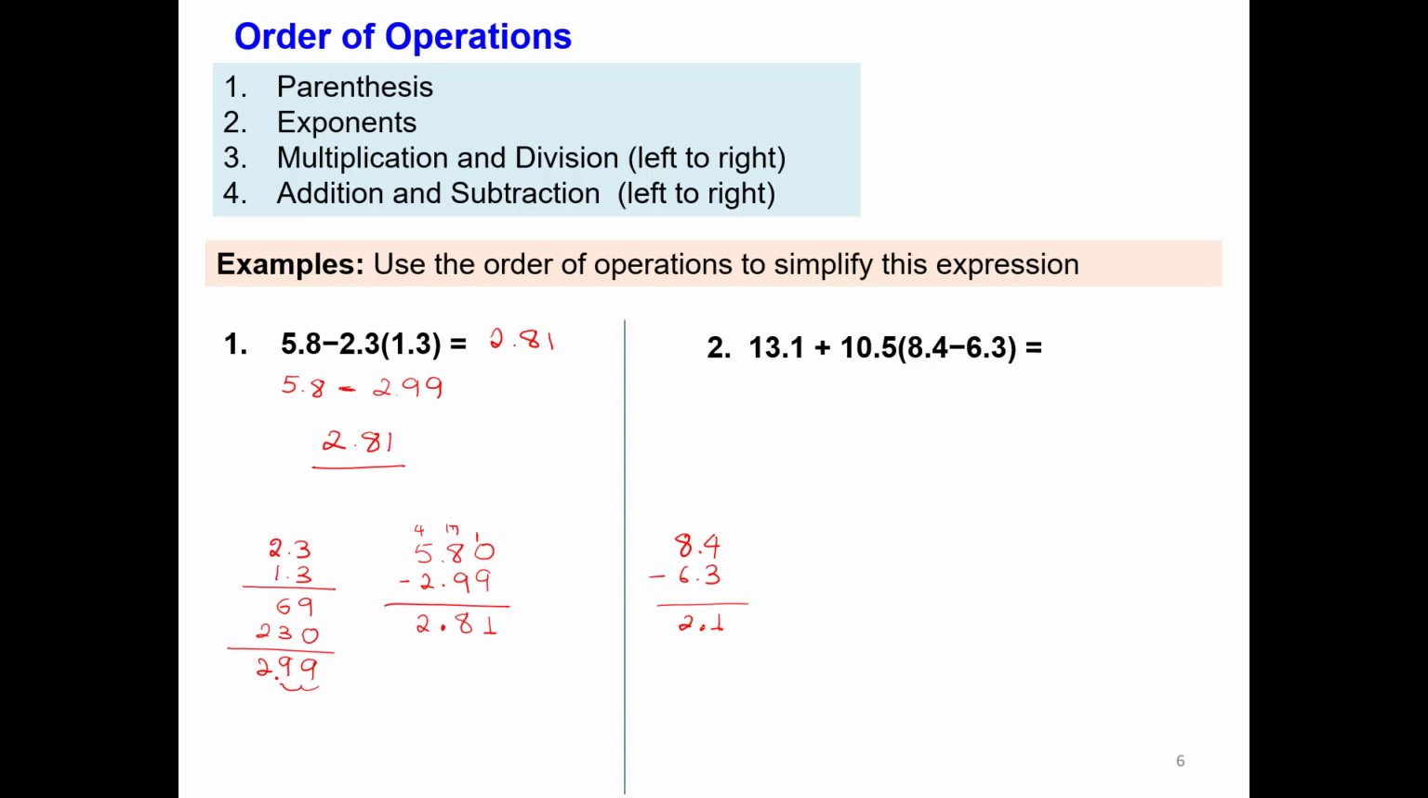Let's now write this one again. We will have 13.1 plus 10.5 multiplied by 2.1 positive. Now we need to multiply. First we had addition, but here we had multiplication. Then first we need to solve the multiplication and finally the addition. Let's solve the multiplication. Then we need to multiply 10.5 times 2.1.